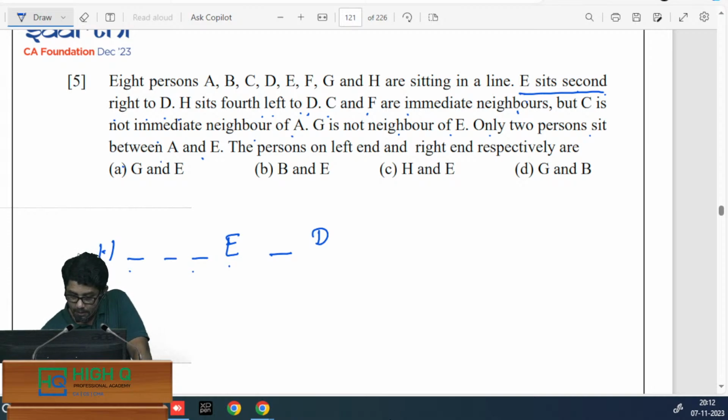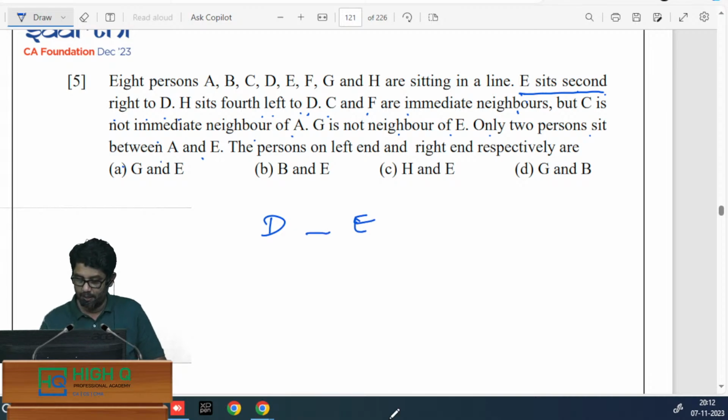E is the? Oh, E is second right to D. Sorry, my dear, I took left. E is second to the right. Next step. H sits fourth to the left of D. 1, 2, 3. Here H. Now is it right, my dear?